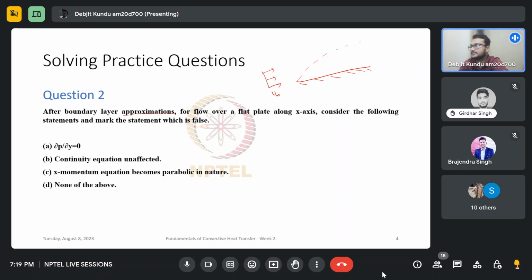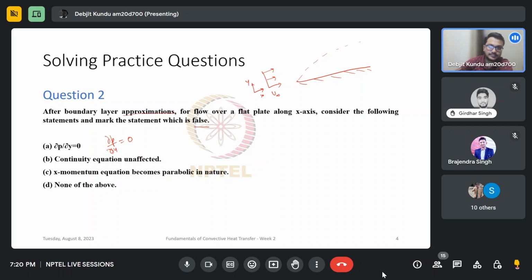So option A is saying dou p dou y is equal to 0. Along x I'm taking my free stream velocity and y is the direction normal to that flat plate. So in that case, is it option A, dou p dou y equal to 0? Option B, continuity equation unaffected. Option C, x momentum equation becomes parabolic in nature. Or is it option D, none of the above?